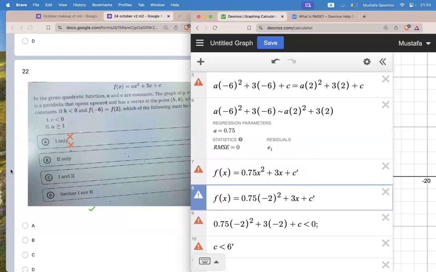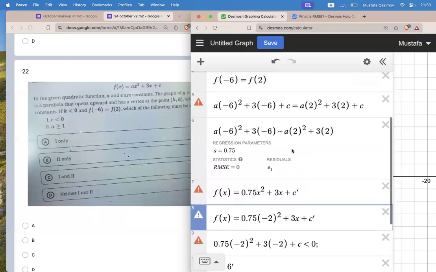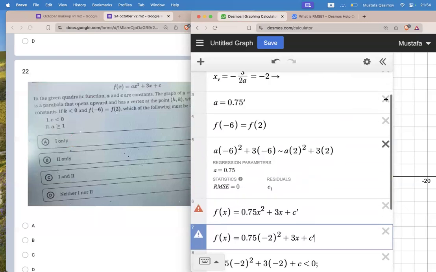Okay. So, because we have to find the vertex, don't use this one. Again, you have to use the previous formula.